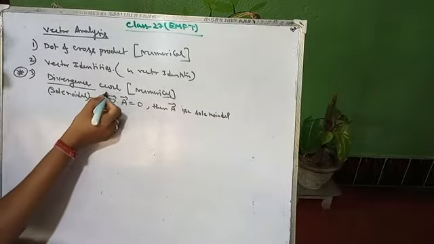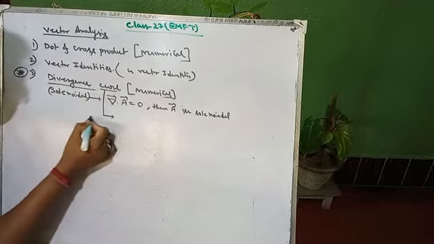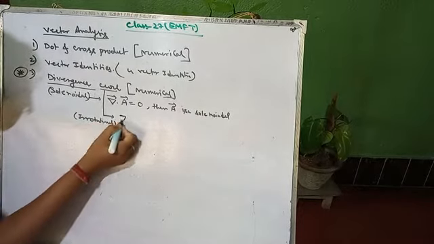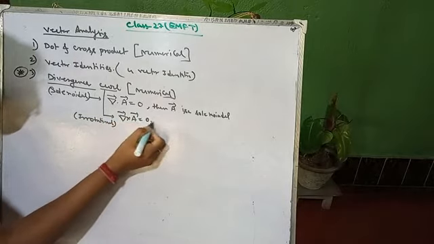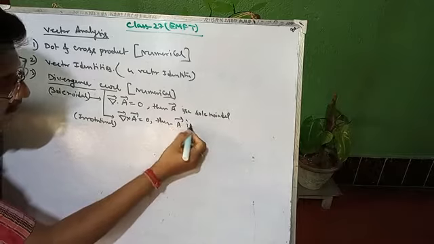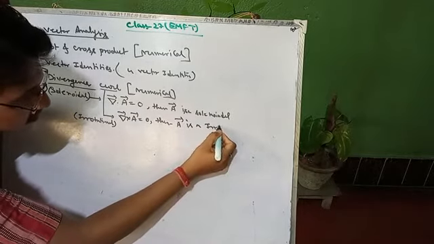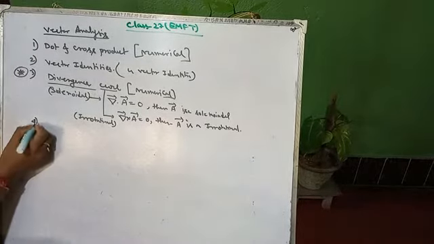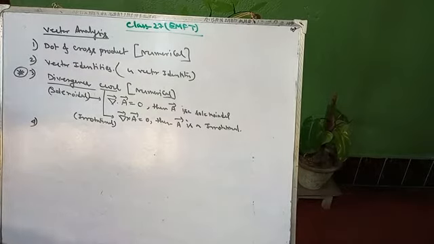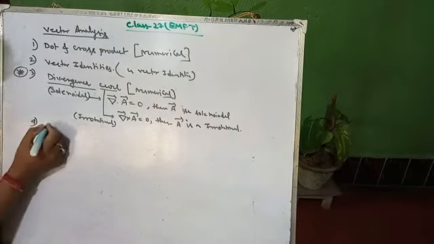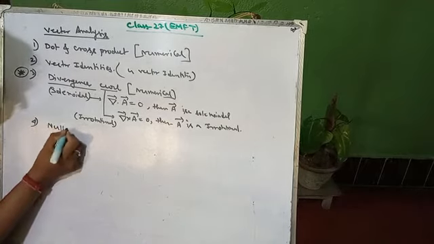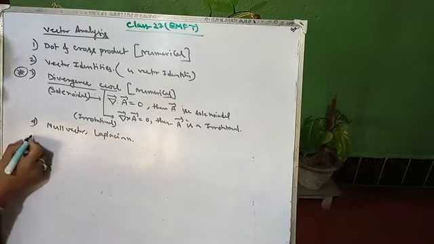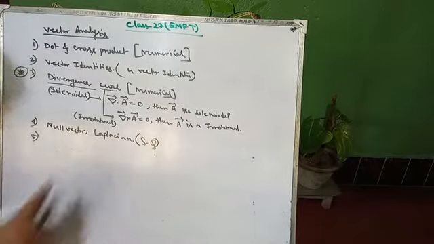And curl means irrotational. That means if the curl of that field is 0, then A is irrotational. So this is the divergence and curl numerical. And the fourth one, null vector and Laplacian. It is a short question.